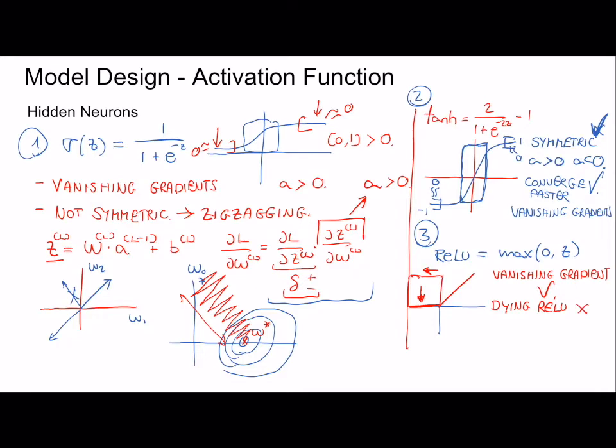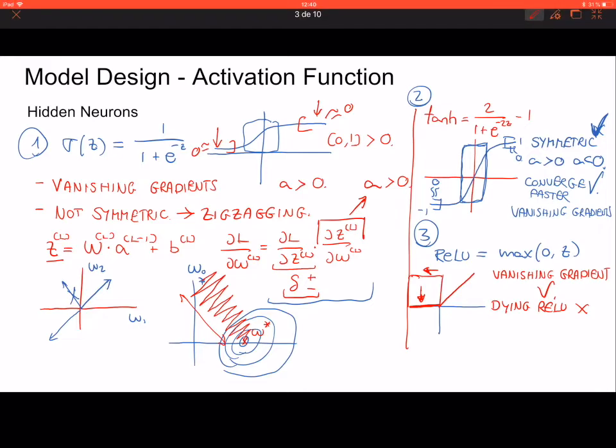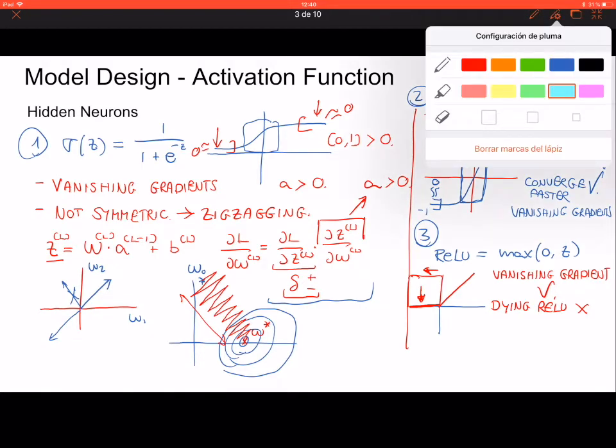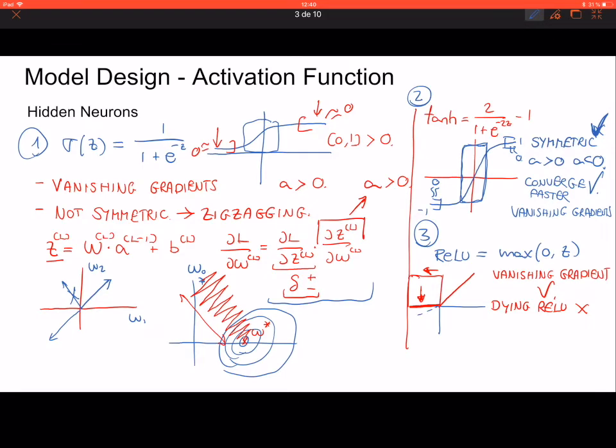The way it's solved in practice is sometimes by adding a not very pronounced slope here. And this is known as the leaky ReLU. We are not going to cover this one here, but just so you know, you can solve this issue by adding a small slope for the negative values. And that's known as the leaky ReLU.